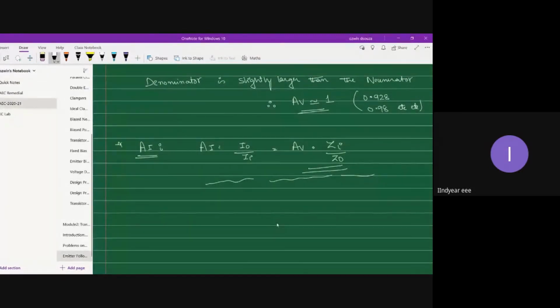Any doubts? Any doubts? No, sir. Okay, so let's consider a few problems on emitter bias.